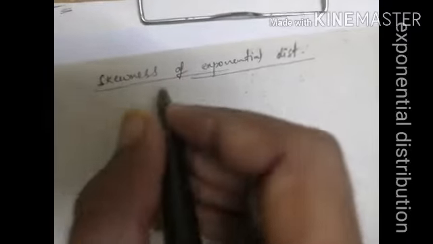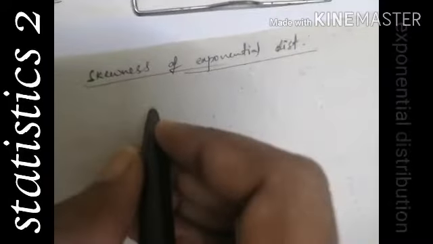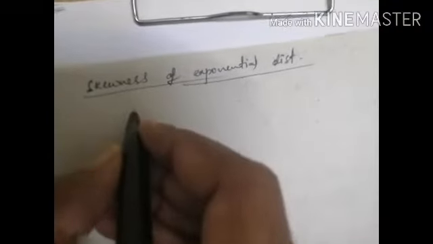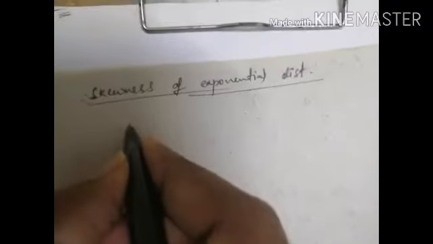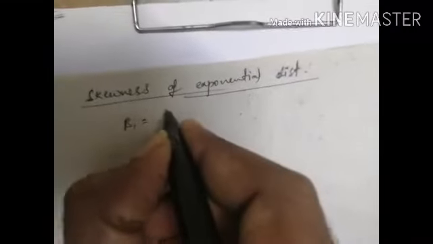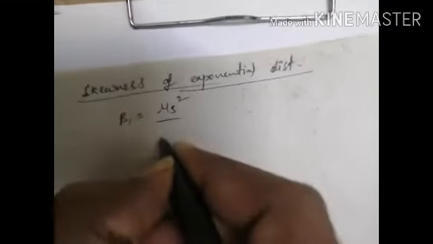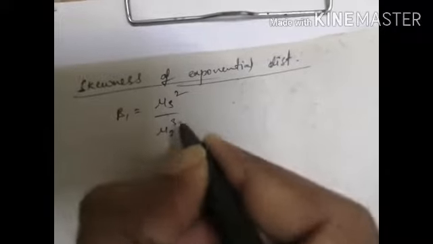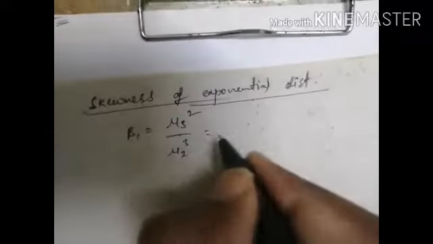So the next topic is skewness of exponential distribution. Skewness formula is denoted by beta 1. Beta 1 is equal to, what is the formula? Mu 3 square by mu 2 cube. Right. Now substitute mu 3 and mu 2.